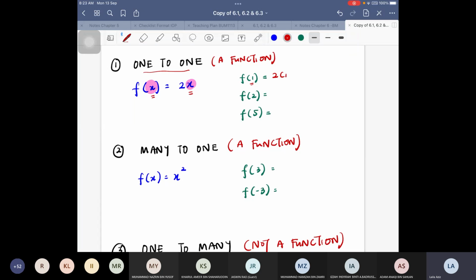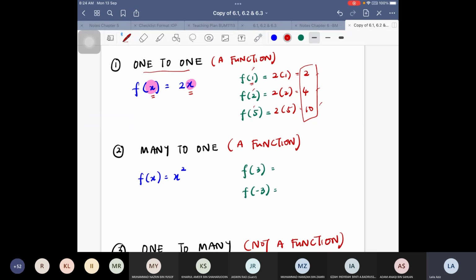Dia akan jadi 2 kali 1 adalah bersamaan dengan 2. And untuk function yang kedua, sekarang x ni nilai dia adalah 2. So 2 kali 2 adalah sama dengan 4. So for the case of 5, saya akan ada 2 kali 5 adalah sama dengan 10. So ni adalah one-to-one relationship. Sebab untuk nilai yang berbeza, dia menghasilkan output yang berbeza. And output dia ada satu saja. Untuk setiap input ada satu output saja. So ni adalah contoh one-to-one.